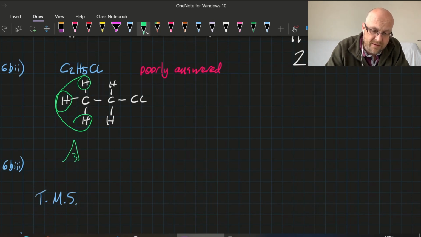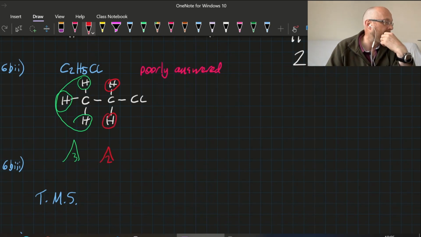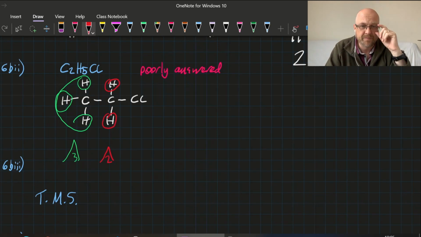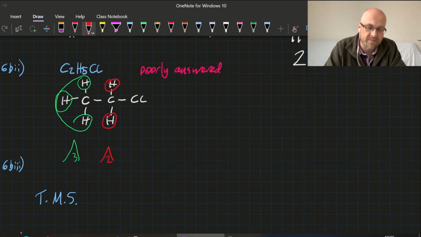And I've got these two hydrogens here, which are in another environment. So that's going to have a peak of area 2. But I don't think that's what they were asking. They want to know the splitting pattern. So the splitting pattern, you have to count the hydrogens on the adjacent carbon and add 1.